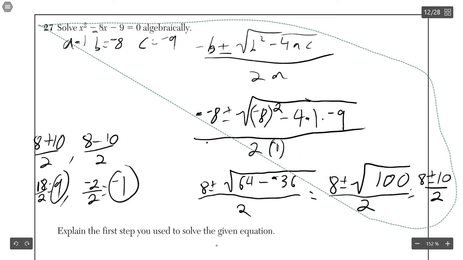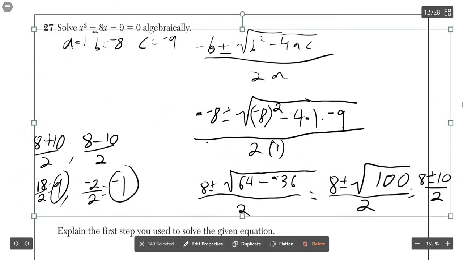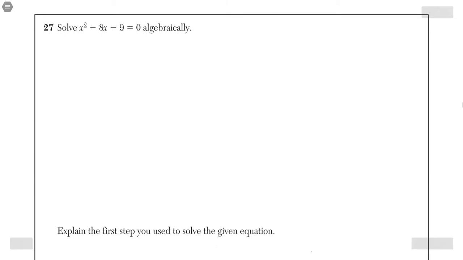Now you can also use completing the square or factoring. Let's do factoring. We can't always do factoring, but in this case we can. We just need a pair of numbers that multiply to negative 9 and add up to negative 8. You could pause it for a minute to think about it. The two magic numbers that multiply to negative 9 and add up to negative 8 are negative 9 and 1.